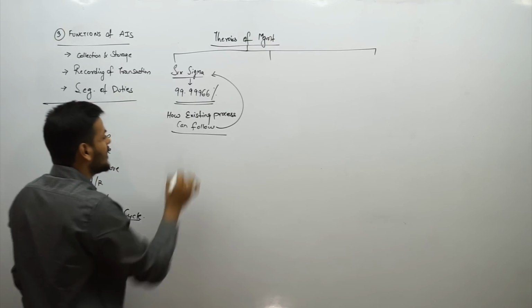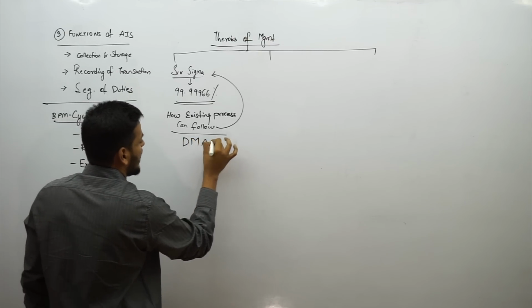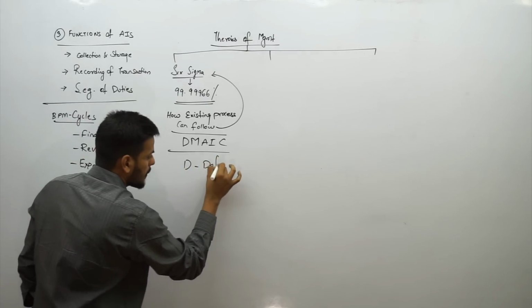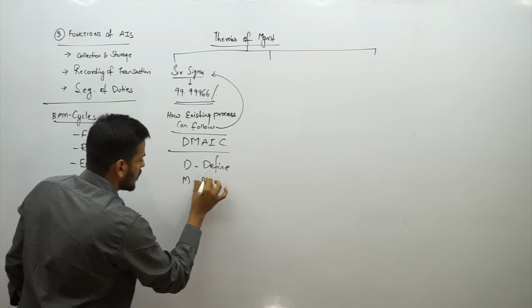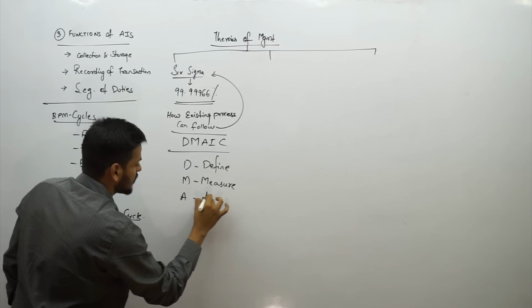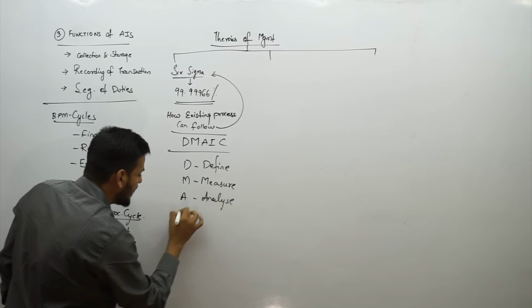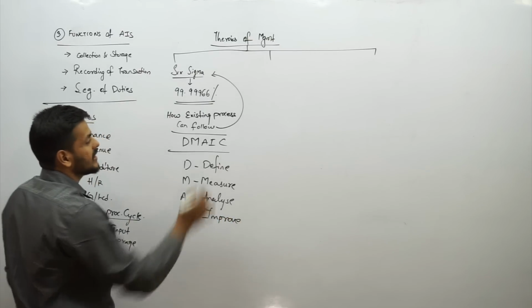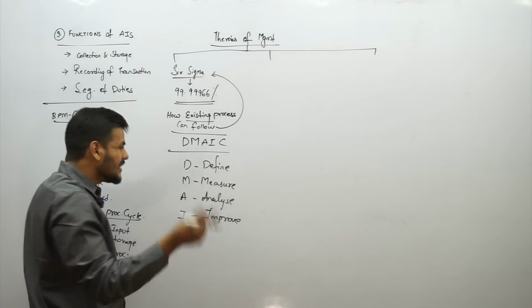We have a technique called DMAIC. What is DMAIC, guys? D for define, M for measure, A for analyze. What is I? I is the key thing here: improve. When can you improve something? When it's already in existence. That's why I talked about an existing process.